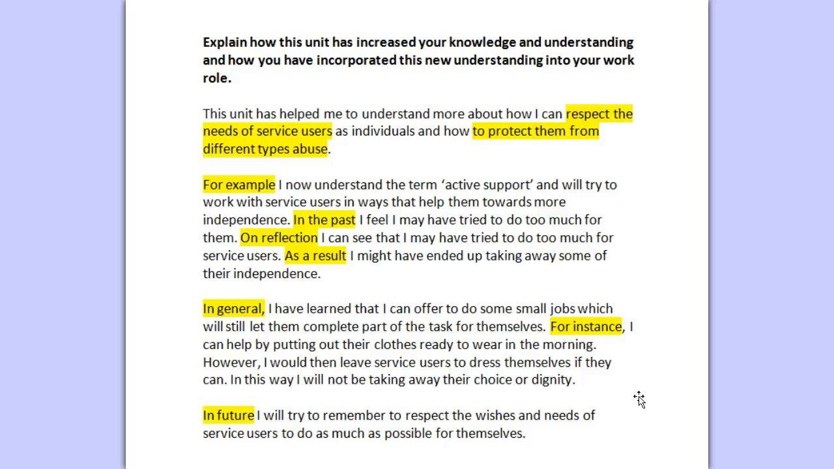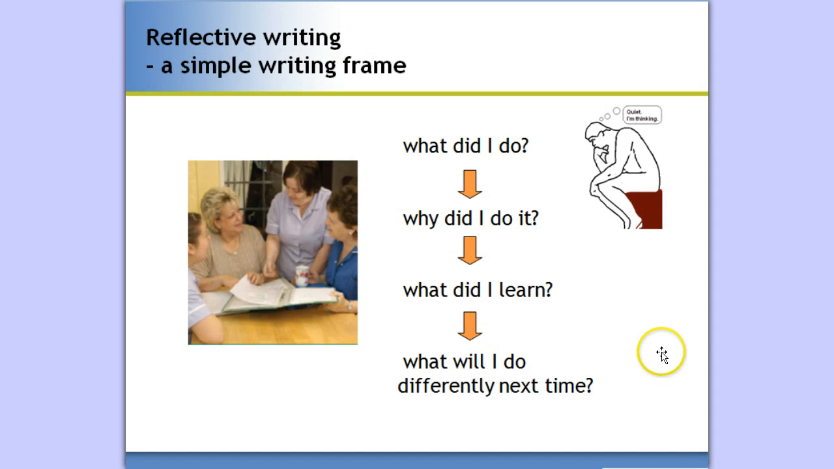So to sum up that little structure, we'll just have a quick look at this slide, which shows the 4 stages. Noting what you used to do, thinking about why you did it, what did you learn, and then indicating what you'll do differently the next time.